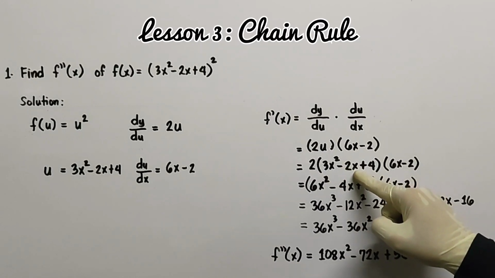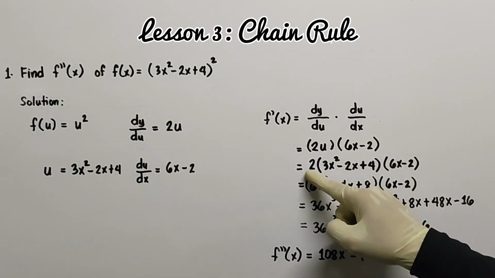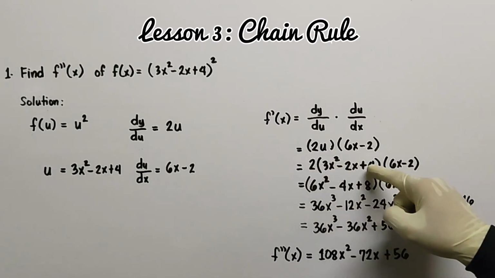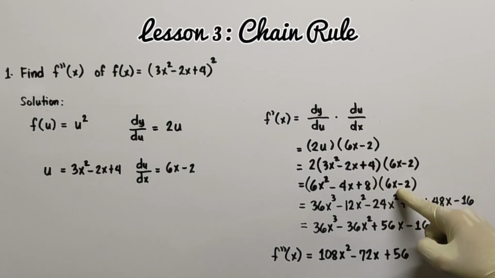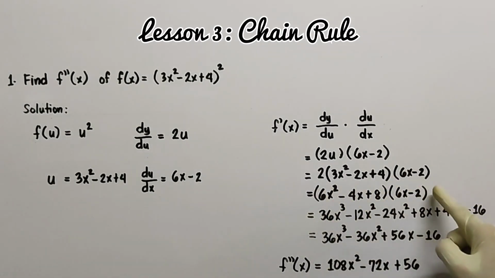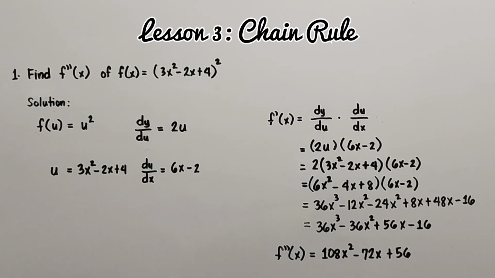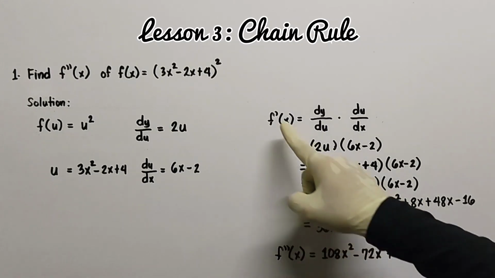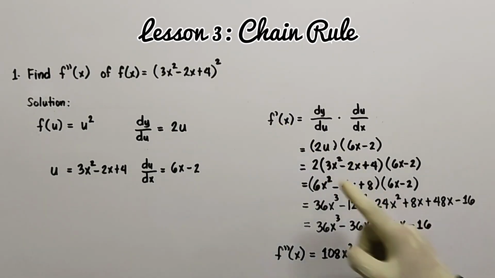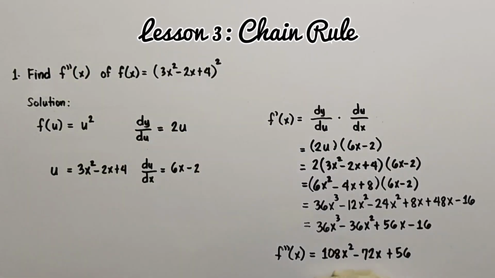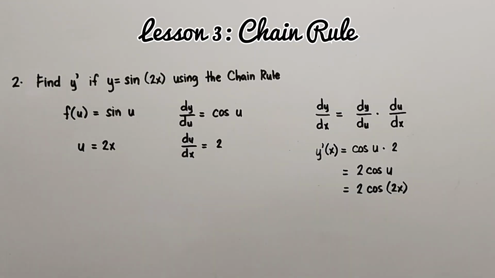Distributing 2 to this trinomial, we have 6x squared, negative 4x, and positive 8 times 6x minus 2. Multiplying these two factors, we have this one. Combining like terms, we have 36x cubed minus 36x squared plus 56x minus 16. So this is still the first derivative of the function. Since we are looking for the second derivative, then we will get the derivative of this derivative.